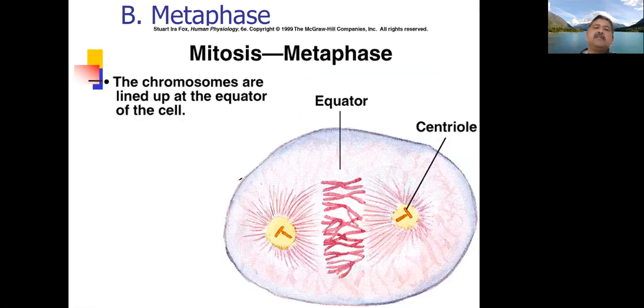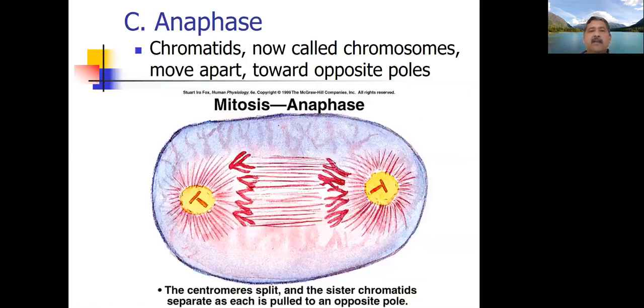Then what happens is the chromosomes start to line up in the middle. We call that the equator. And so we call this meta or middle phase. It's a very short phase. Out of all of these phases, this is the shortest phase. But it's significant because you can see they're starting to line up.